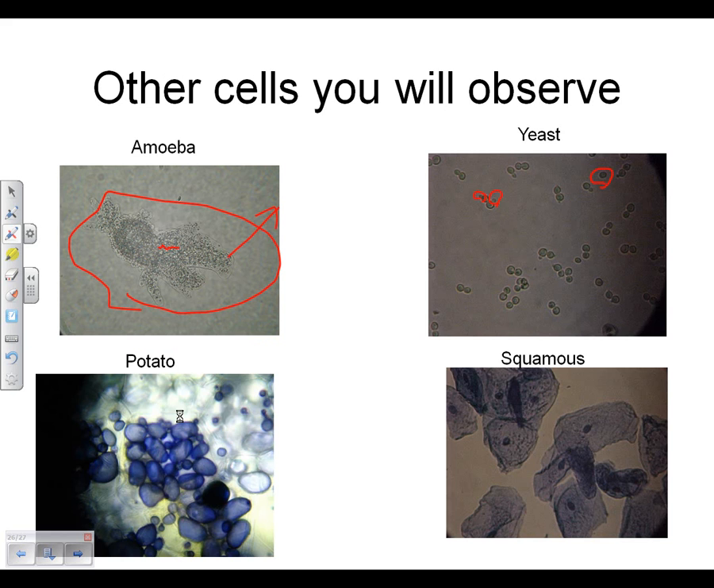The potatoes, what you're going to be staining are all these amyloplasts that have starch granules, with iodine, so they're going to turn purple. So that's pretty cool. And then your own squamous cells. What you'll mostly see is a blue background and a really dark blue nucleus. So those are the other things that you're going to observe. And so that's pretty much the way your lab's going to go.